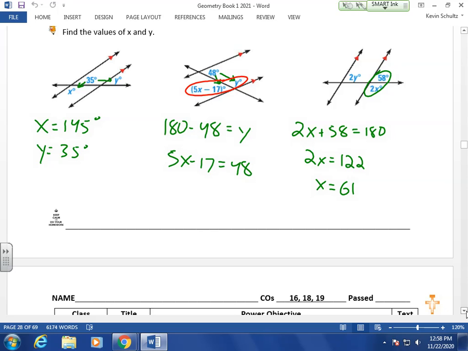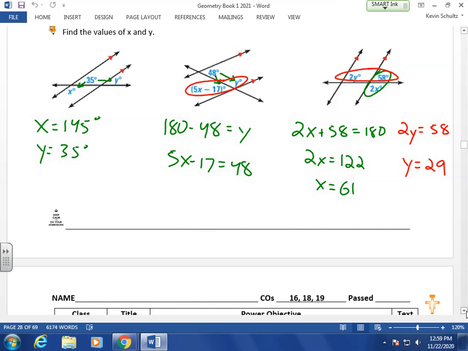Then, to find the angle involving y, their position, they're corresponding angles, so they're congruent, 2y equals 58. Divide both sides by 2, and we get y equals 29. Okay. Y equals 29. All right, so there you go.